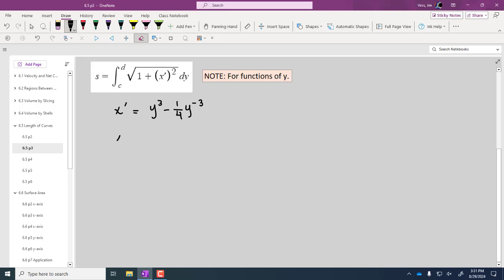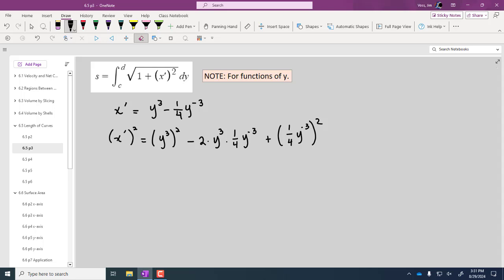And then we need to square this. So here's where I'm saying don't simplify, just leave this as is. So we're going to have a squared minus 2 times A times B plus B squared. Let's not simplify the B squared. Just write it like that. So A minus B squared.